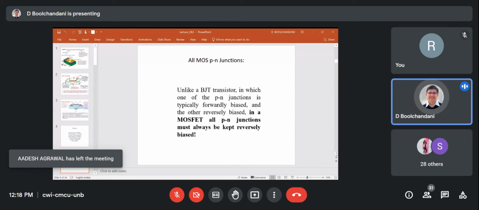Unlike a BJT transistor in which one of the PN junctions is typically forward biased and the other reverse biased, in MOSFET, all the PN junctions must be kept reverse biased. This we ensure because we don't want a connection between the drain and substrate. And similarly, we don't want a connection between the source and substrate region. So we'll keep the source and substrate region reverse biased. We'll keep the drain and substrate region reverse biased. And this we do by keeping the substrate at the lowest potential. Your substrate is P-type, you keep it at the lowest potential.